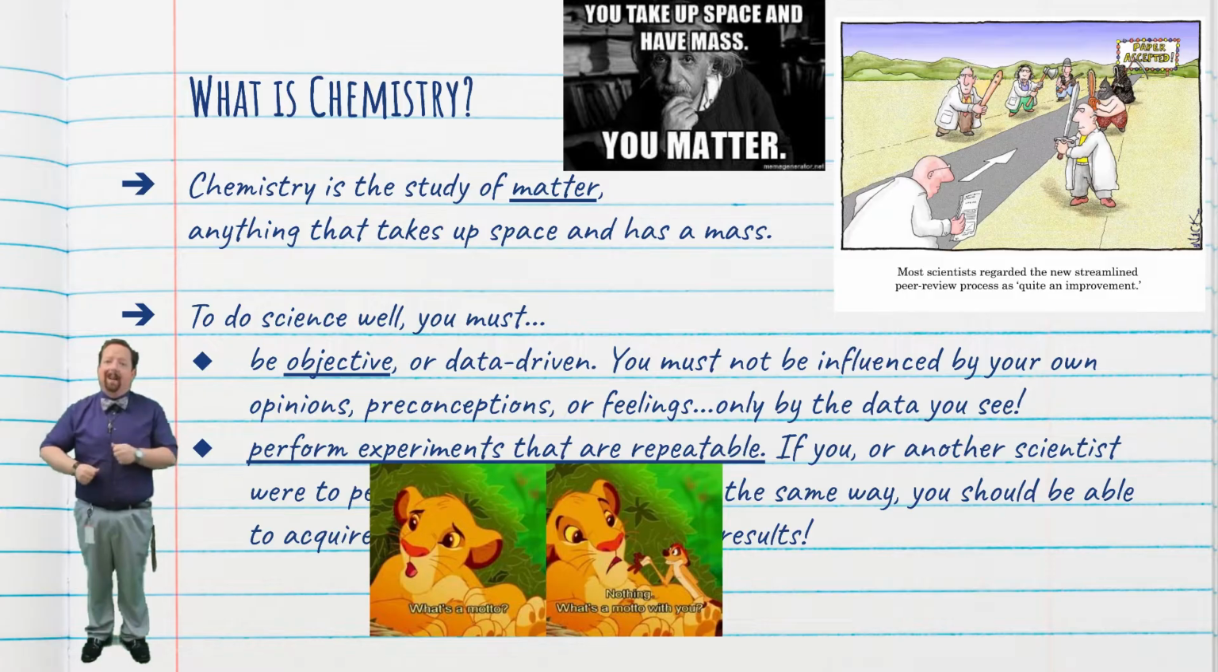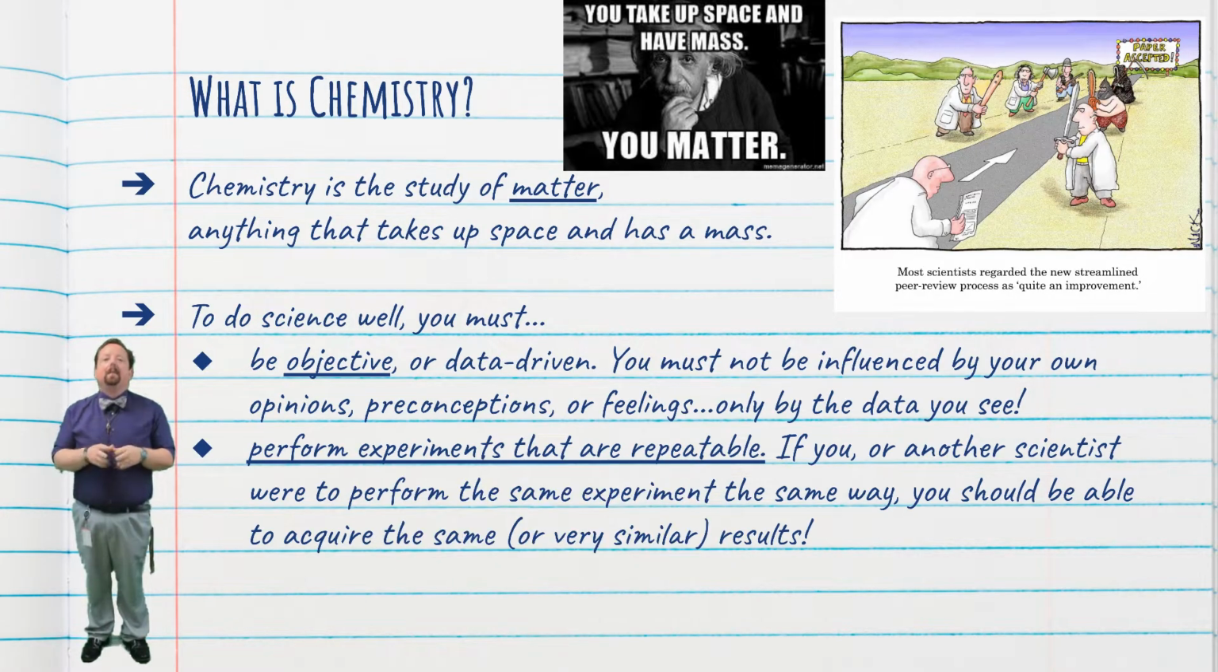What's matter? Nothing. What's the matter with you? Matter is anything that takes up space and has a mass of its own, which is pretty much everything. The general goal of all science is to better understand the way our world and universe works. When it comes to the specific science of chemistry, we're focused on the different atoms and molecules that make up our world and how they react together.